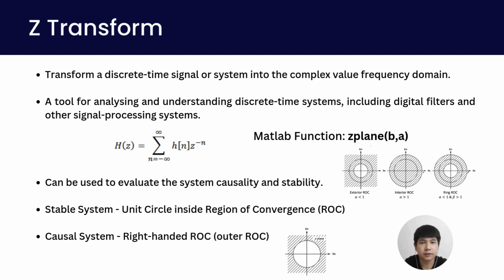Hi everyone, my name is Lau, and now I will continue with the analysis of the filters using Z transform. Z transform is commonly used to transform a discrete time signal or system into the complex-valued frequency domain. It's a tool for analyzing and understanding discrete time systems, including digital filters and other signal processing systems.